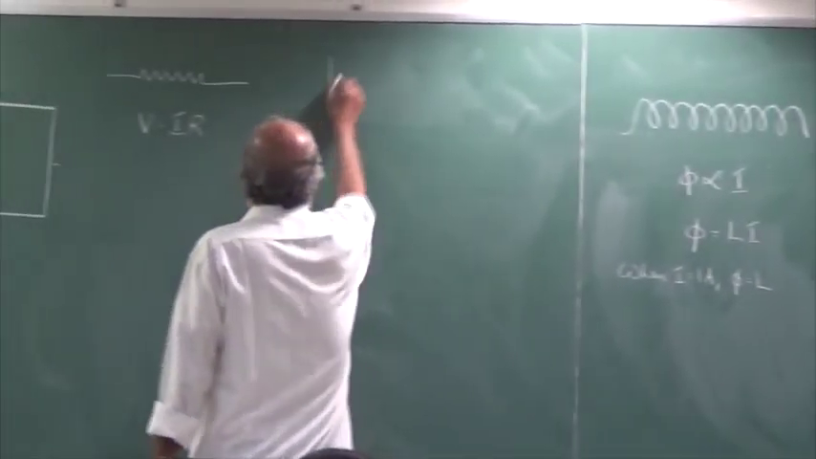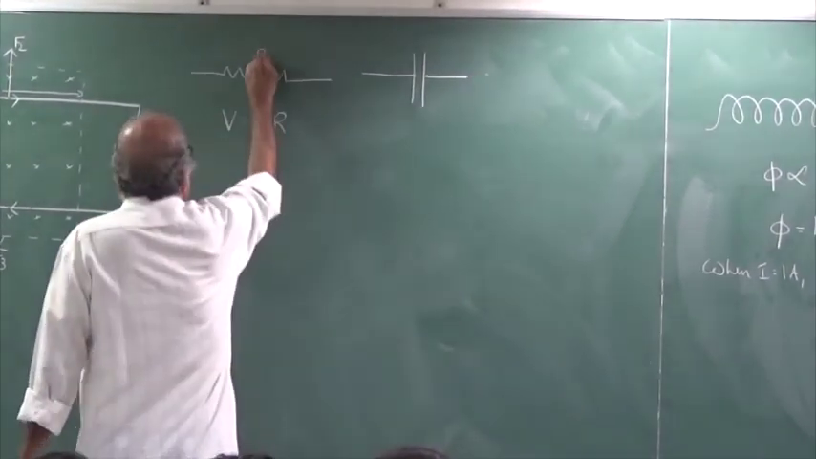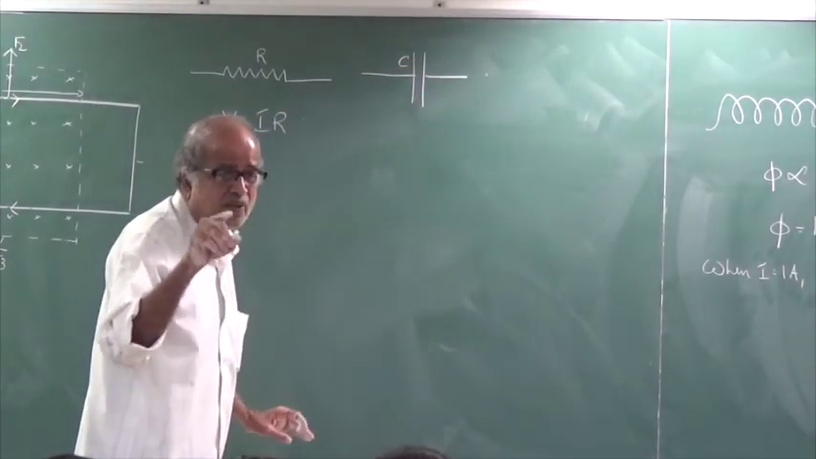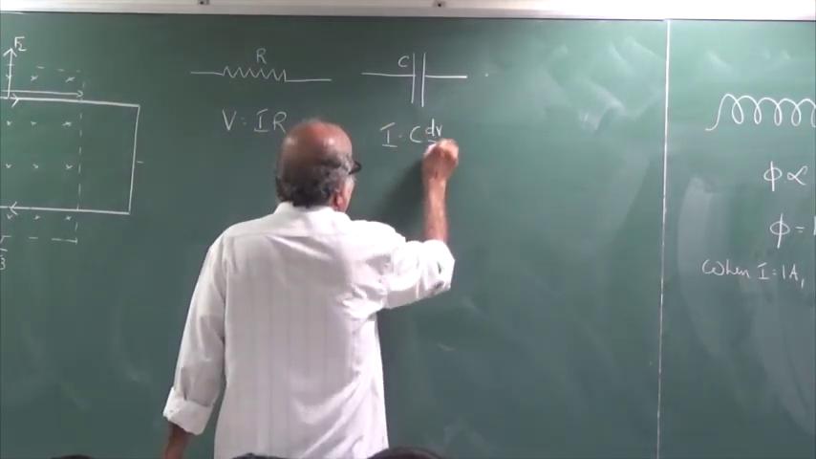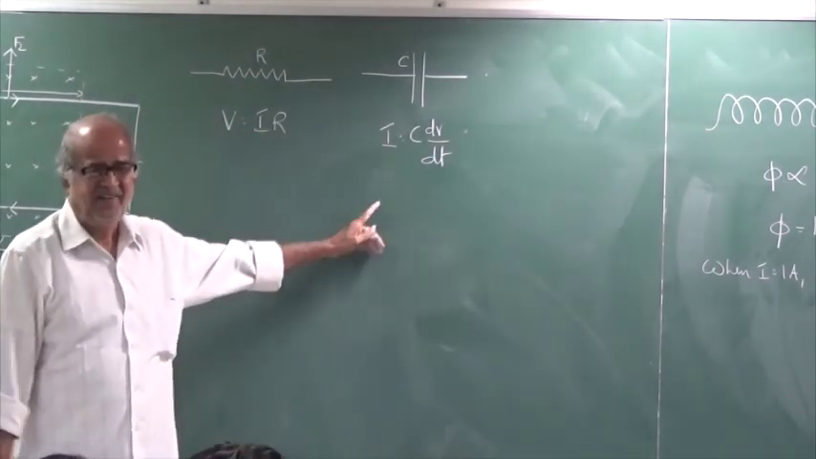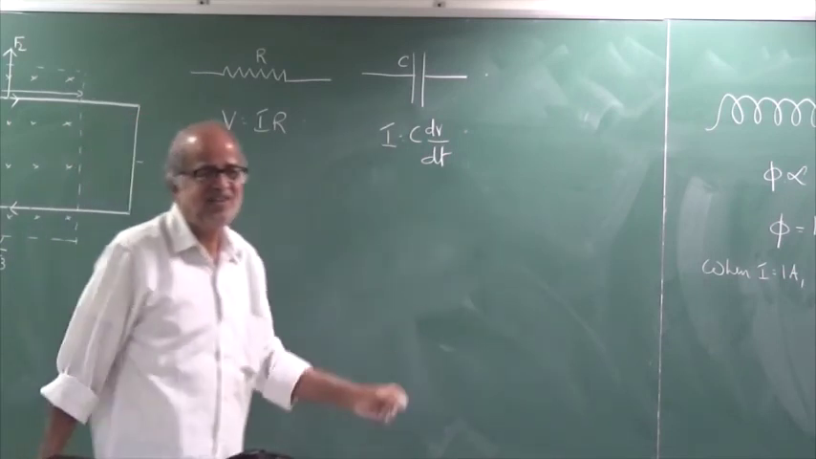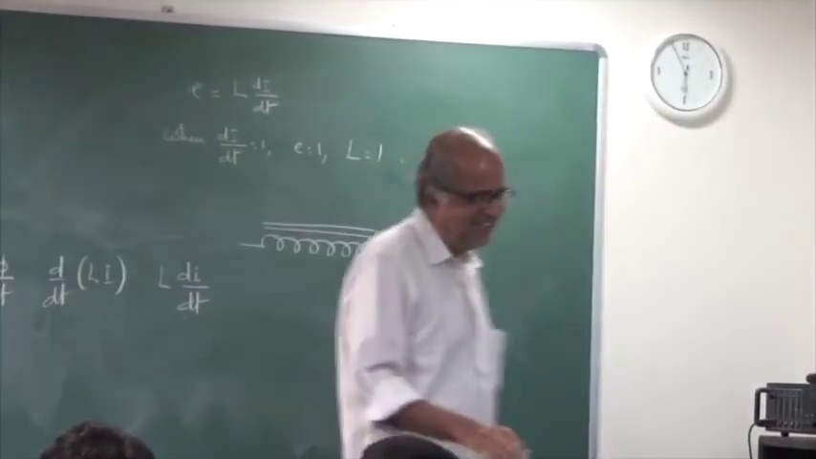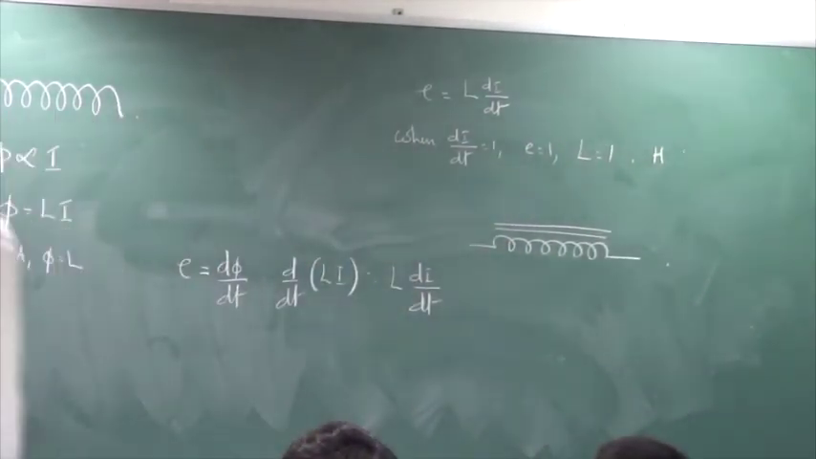You have seen what is the relation between current and voltage for a capacitor. Q equal to CV. So, I equal to C dV by dt. We have seen if you apply a DC across a capacitor, dV by dt is 0, no current flows. So, a capacitor is an open circuit to DC. Clear?